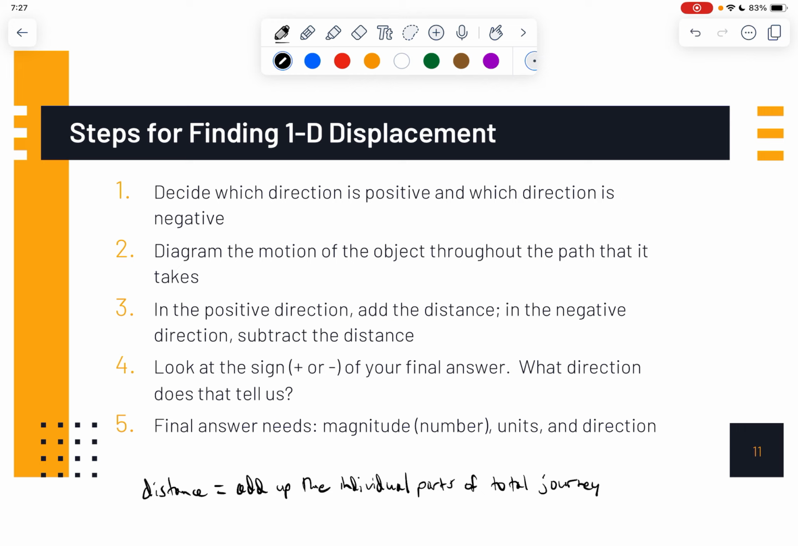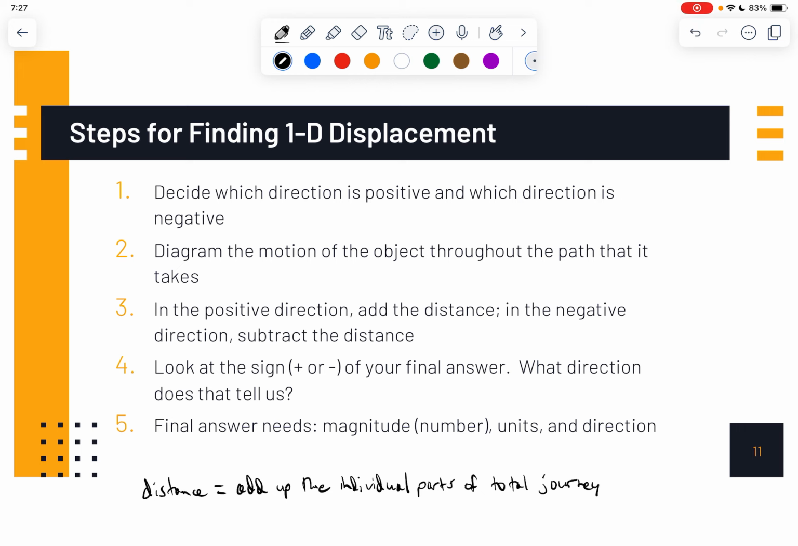So what that looks like is maybe we go 10 miles north before then turning and going 6 miles east. Maybe then we backtrack 11 miles south. All we do is add up the individual parts. We're just adding 10 plus 6 plus 11, so adding up the individual parts of our overall journey.